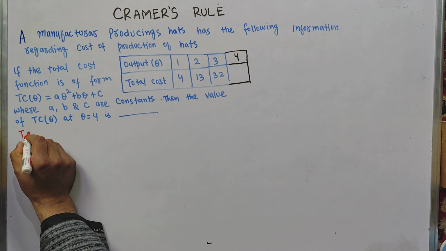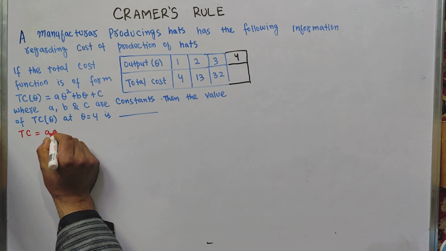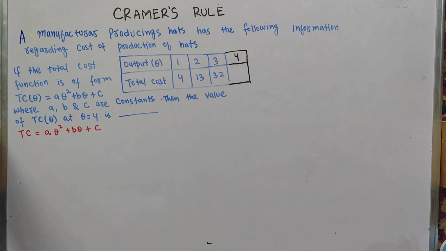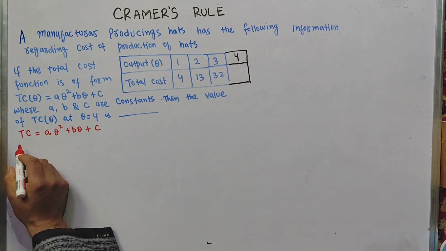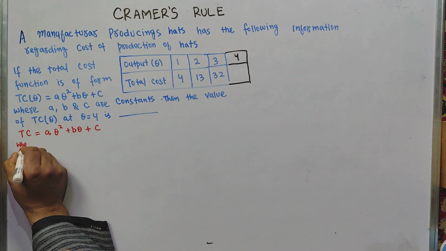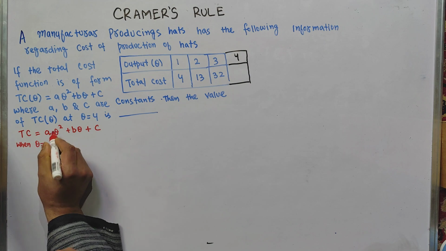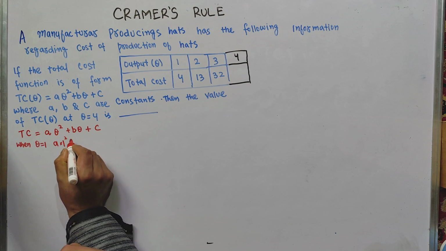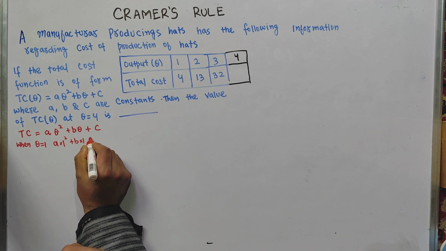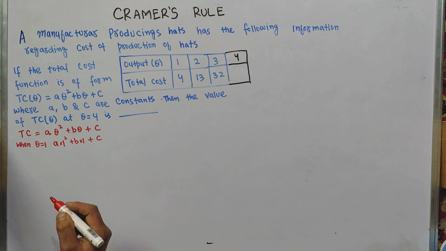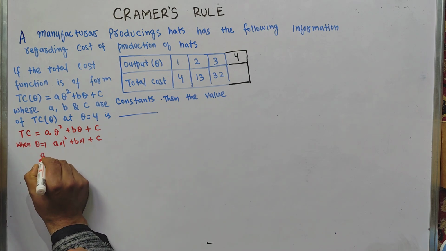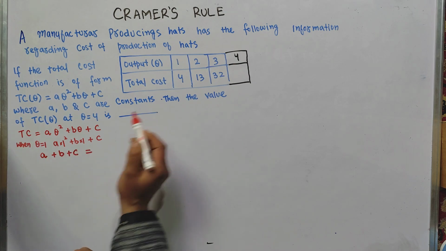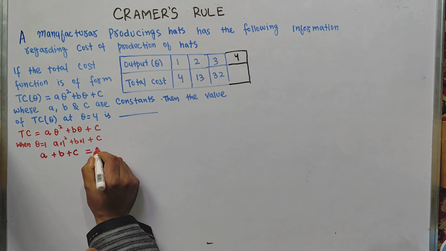We are being given total cost is equal to AQ square plus BQ plus C. This is our total cost. Now when output is 1, that is, when Q is equal to 1 in this equation, then this equation will become A into 1 square plus B into 1 plus C. That is, we will get A plus B plus C is equal to, what is total cost? When 1 hat is produced, it is equal to 4.